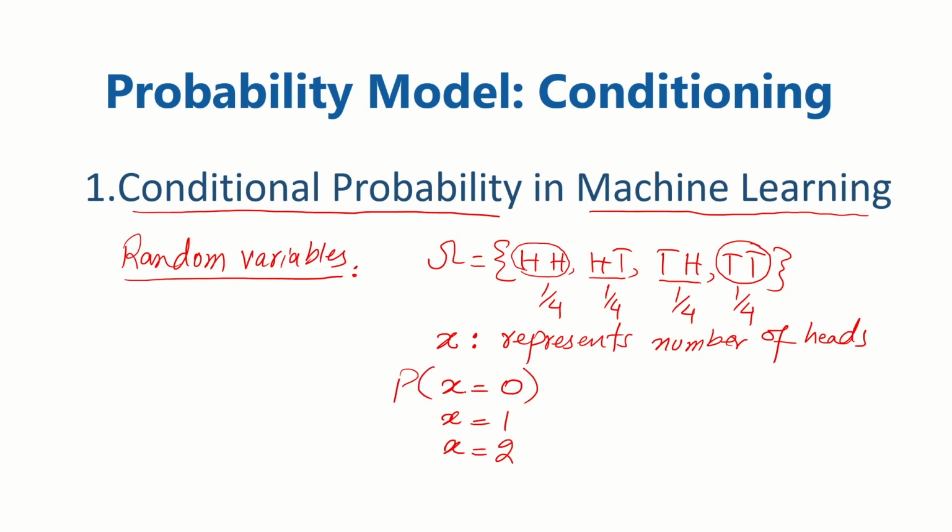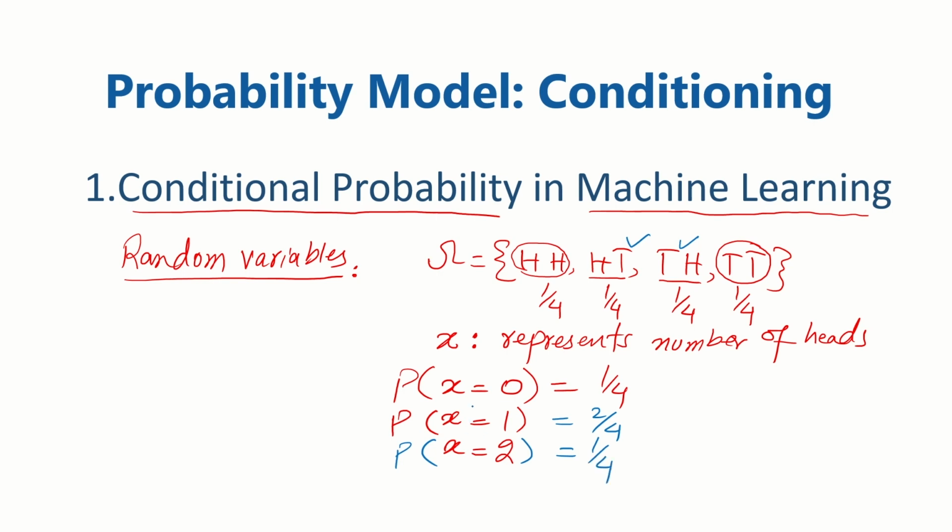Now, rather than talking about the probabilities of different events, we can talk about the probability of these random variables. What's the probability that x will take value 0? Well, that is 1 over 4. What's the probability that x will take value 1? Because x taking value 1 refers to this event and that event, the probability is 2 over 4. Now, what's the probability that x will take value 2? Because that refers to a singleton event with just this one outcome, that is again 1/4.